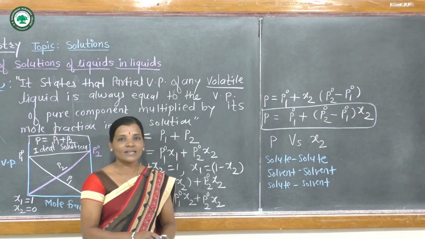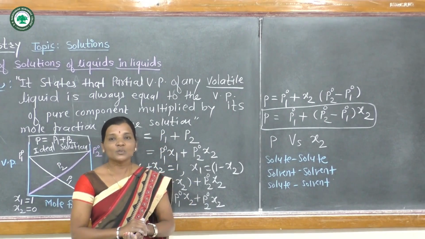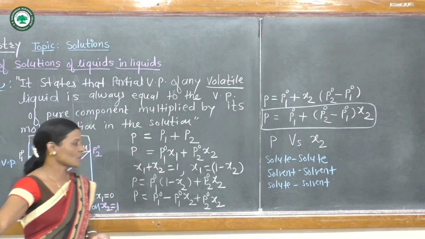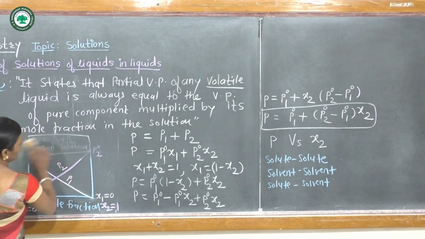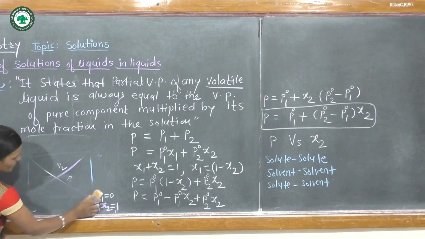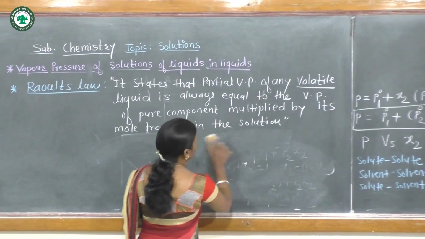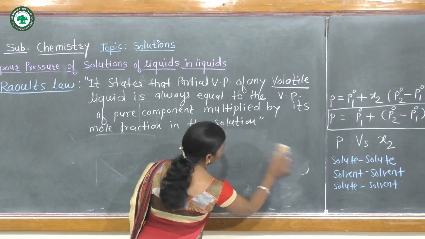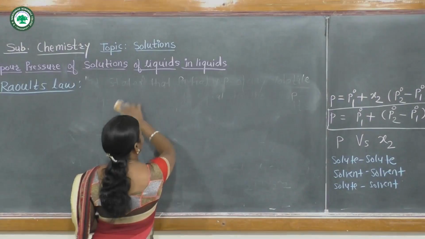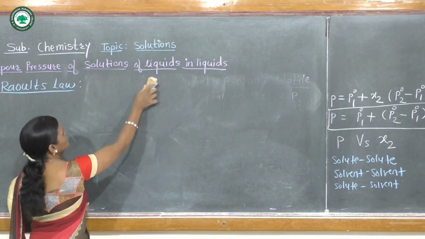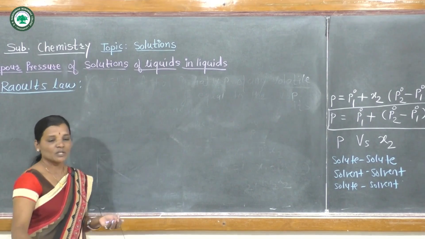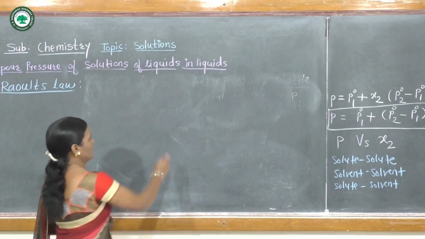And so let us consider there are two types of solutions. The first one is the ideal solution and the second one is the non-ideal solution. Now here we will see what is meant by an ideal solution and what is meant by a non-ideal solution.